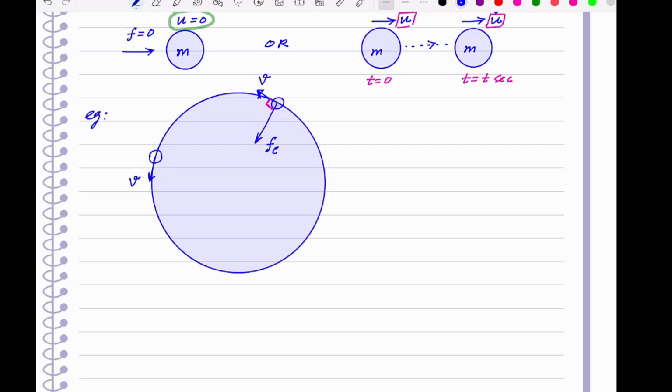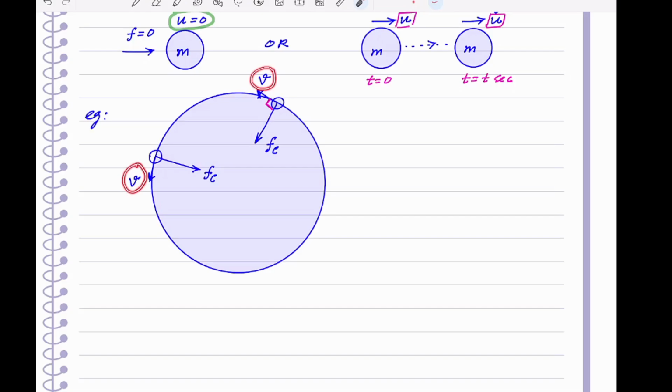Now you might argue that there is a centripetal force acting on it. Why are you saying there is no force? This is an external force acting towards the center. But why are you saying there is no force acting on it? There is a force acting on it. However, there is an exception. If that force is perpendicular to the direction of the velocity, this speed or the velocity is not changing here. The speed is not changing here.